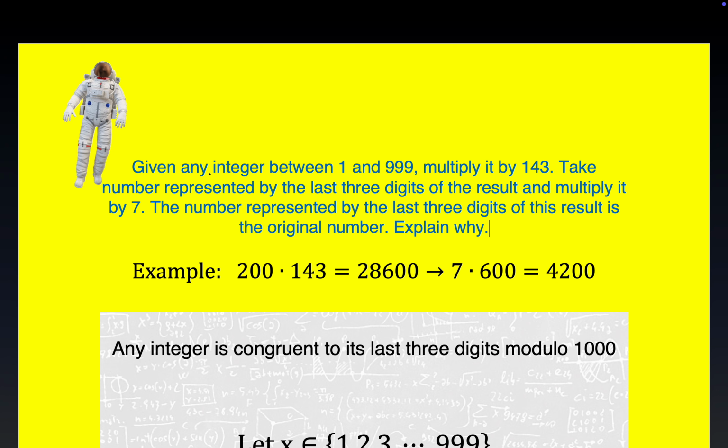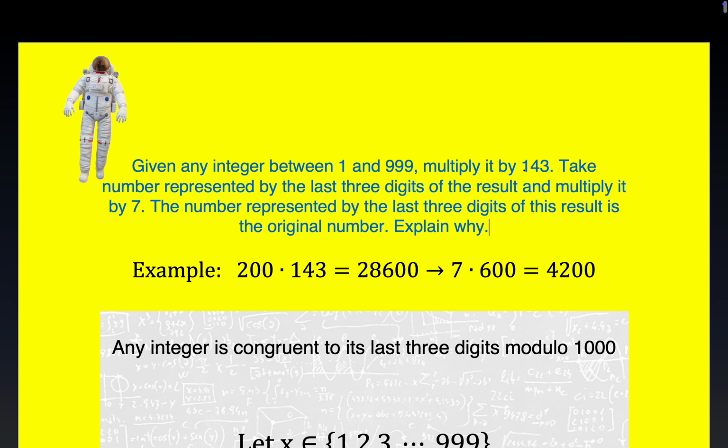Many might call this a recreational math problem, but I can prove it to you using modular arithmetic. Now the statement here is: given any integer between 1 and 999, multiply it by 143. Take the number represented by the last three digits of this product and multiply it by 7. The number represented by the last three digits of this result is the original number.